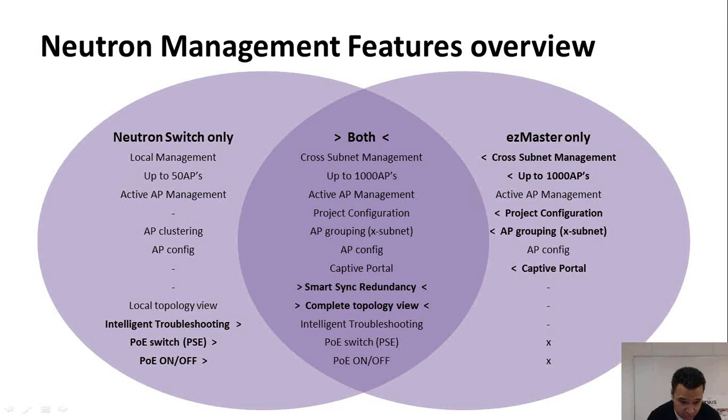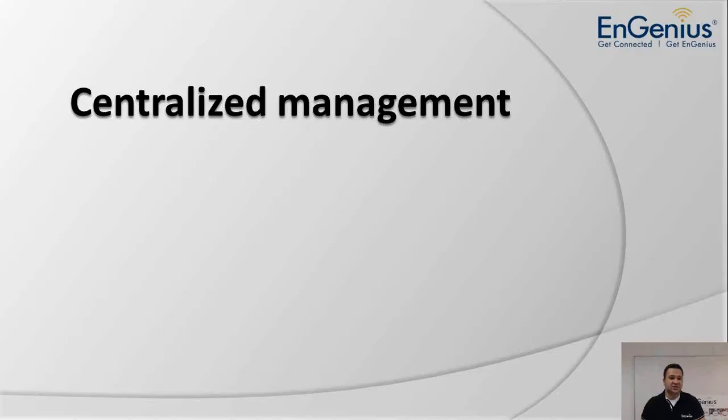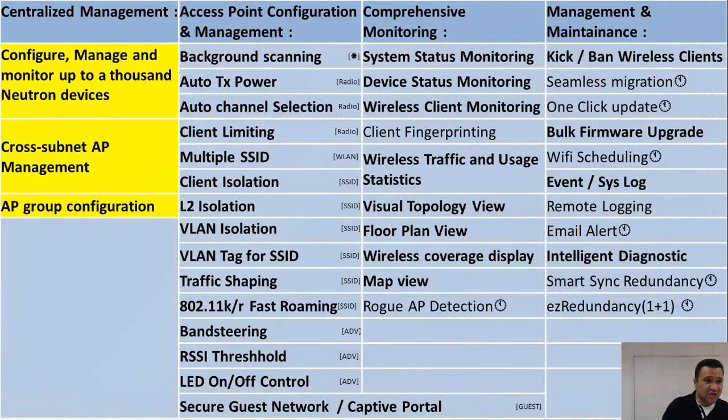So yes, let's go to the next slide. Let's start with the first column, centralized management. With EasyMaster, you can configure, manage and monitor up to 1,000 Neutron devices, access points and switches. And because of the cross subnet capability, it does not matter from where. So this is the cross subnet. And the last thing is the AP group configuration, which I will show in the screenshots.